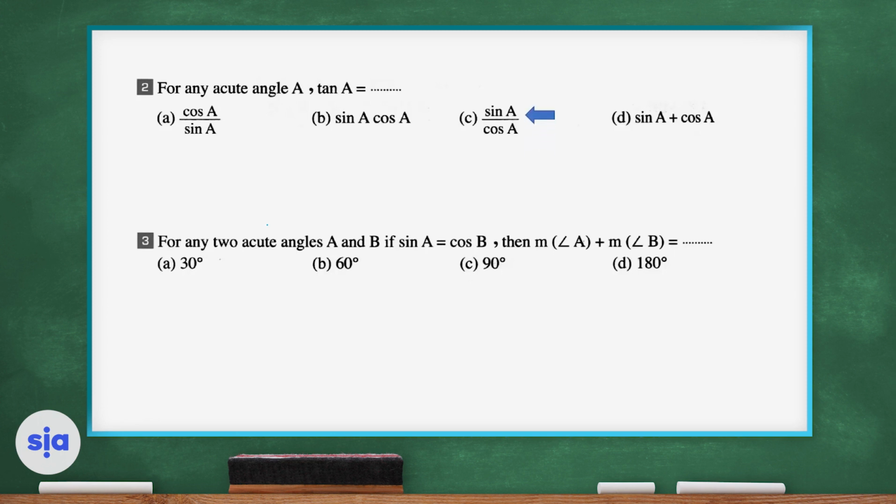In question 3, for any two acute angles A and B, if sine A equals cosine B, then remember that sine an angle equals cosine another angle. So these two angles are what? These two angles are complementary. So when the question asks us to find the measure of angle A plus the measure of angle B, complementary angles, their sum is 90 degrees. So here, the measure of angle A plus the measure of angle B is 90.